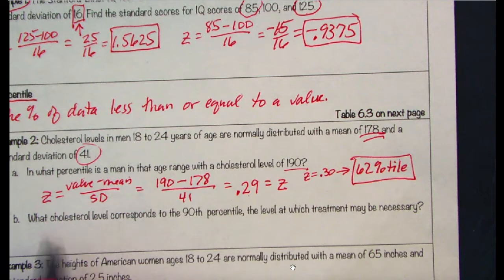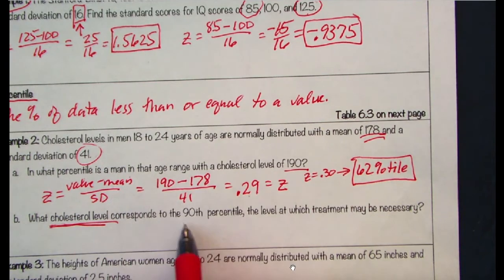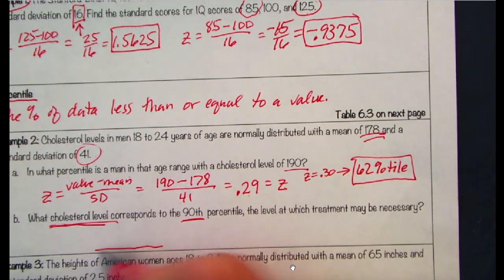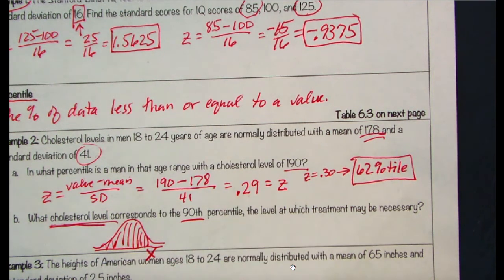All right, now a little different, going backwards. We want to know what cholesterol level would correspond to the 90th percentile. Well, 90th percentile means 90% are below something. For 90% to be below, that's going to have to be way over here to the right somewhere on the z-score range. So it's going to be positive, maybe 1 point something.